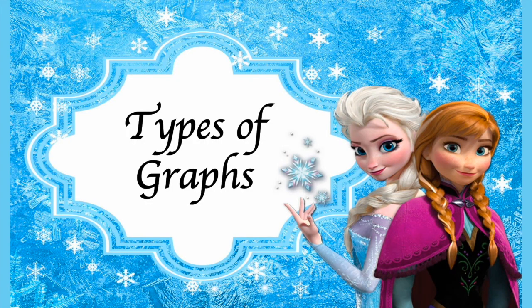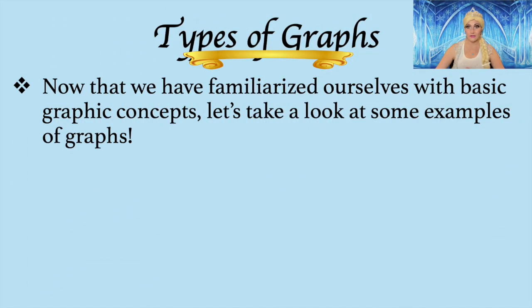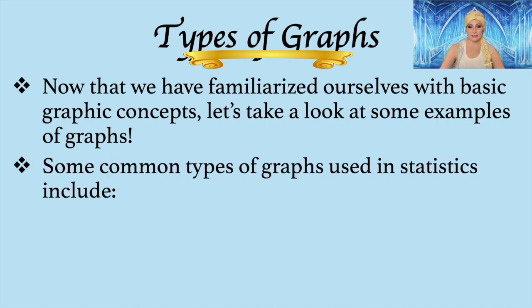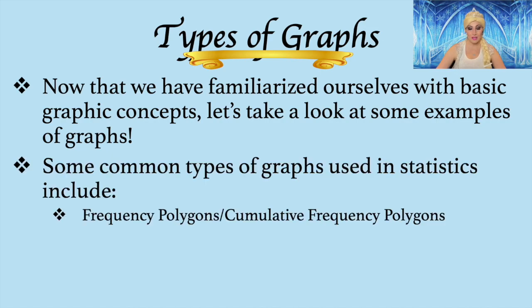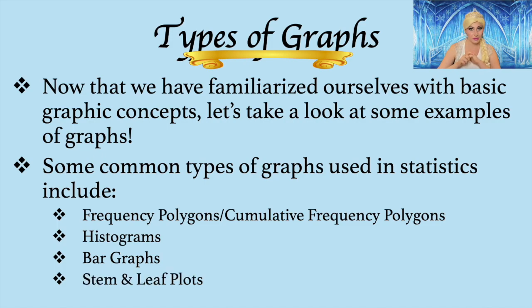Now that we've familiarized ourselves with the basic graphing concepts, let's take a look at some examples of these graphs. Some common types of graphs used in statistics include frequency polygons and cumulative frequency polygons. These should sound familiar because we learned how to calculate frequency and cumulative frequency with Princess Ariel last week. Additionally, we have graphs called histograms, bar graphs, and lastly, stem and leaf plots, which, to be perfectly honest, nobody really ever uses.